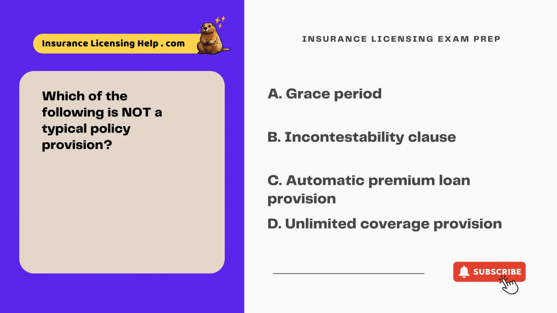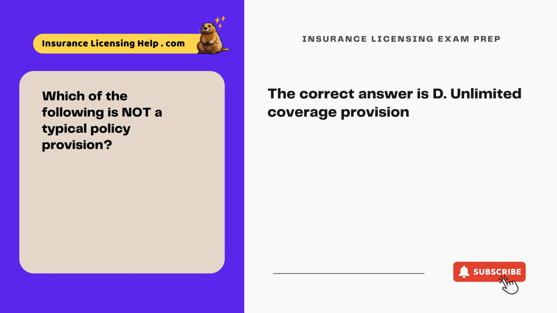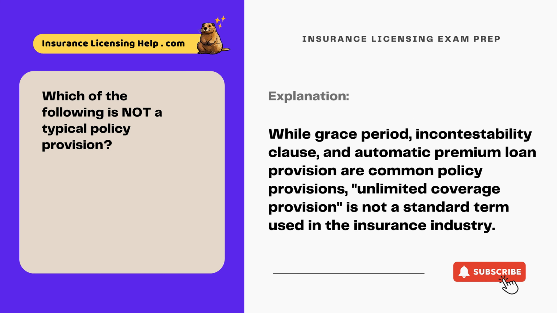Which of the following is not a typical policy provision? A. Grace period. B. Incontestability clause. C. Automatic premium loan provision. D. Unlimited coverage provision. The correct answer is D. Unlimited coverage provision. While grace period, incontestability clause, and automatic premium loan provision are common policy provisions, unlimited coverage provision is not a standard term used in the insurance industry.